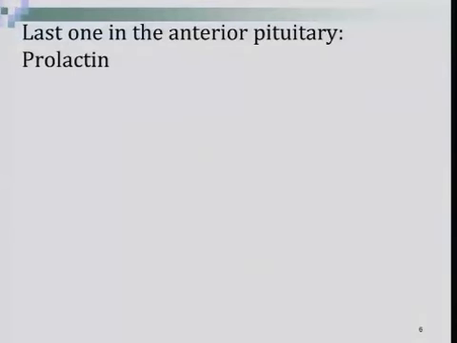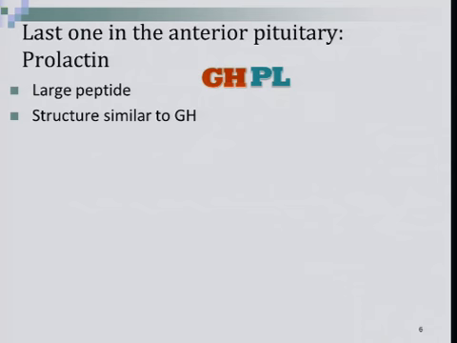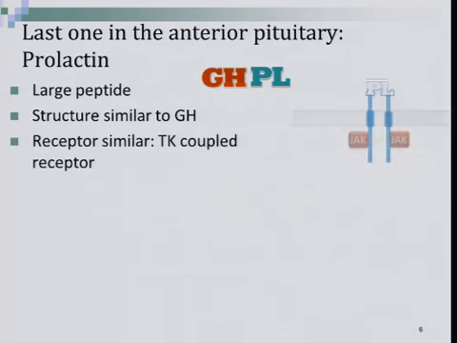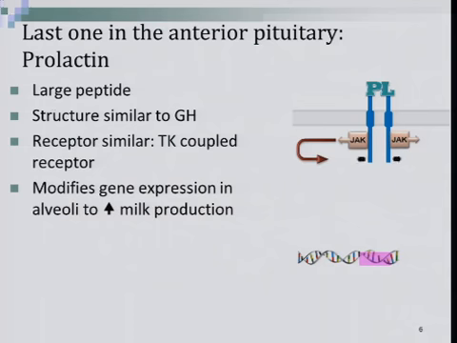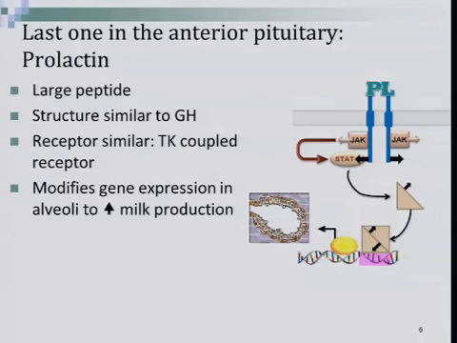So the last one is in the anterior pituitary. It's actually second to last. That's prolactin. Prolactin is a large peptide with a structure similar to growth hormone. Therefore, the receptor is similar. It's a tyrosine kinase coupled receptor, and it signals through the JAK-STAT kinase transcription factor complex. It modifies gene expression to produce the many proteins required for milk production.